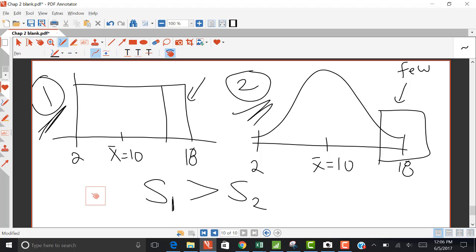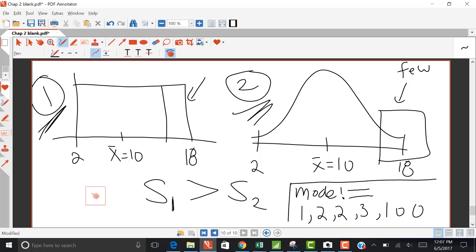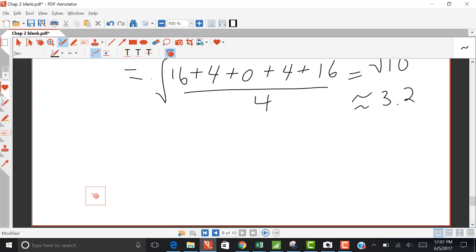I hope you have a sense of describing data numerically. Let me tell you one more thing, just a real easy thing. I just want to make one final note. The mode is the most frequent observation. So the mode of this data set, 1, 2, 2, 3, 100, is equal to 2 because it occurred the most number of times.